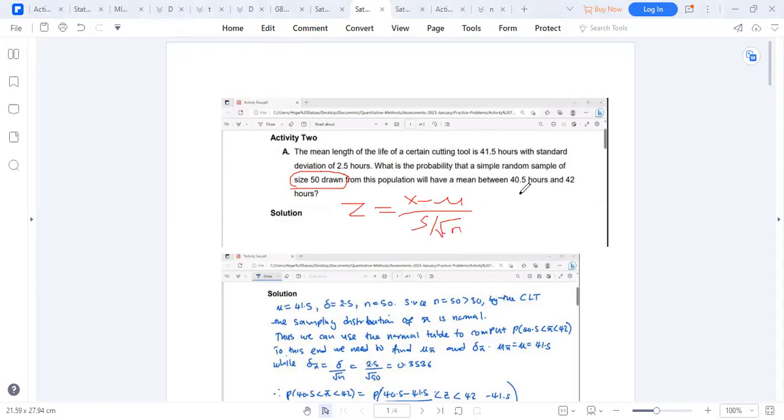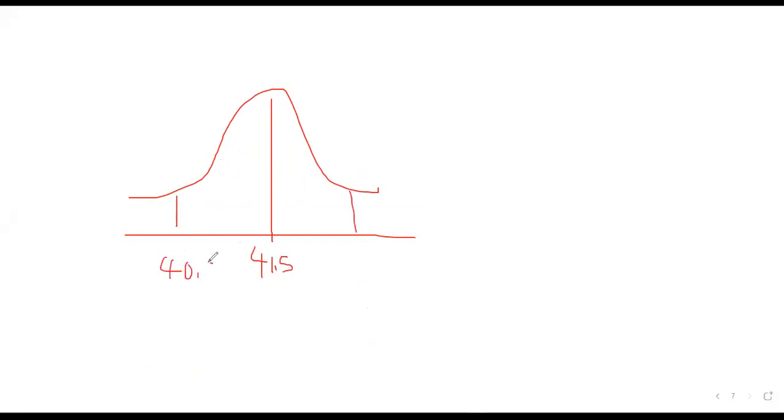So what are we given here? Mu is 41.5. Standard deviation, 2.5. Our n, 50. You have to find between 40.5 and 42. So what are we given? A mean, 41.5. Our range, 40.5 and 42.